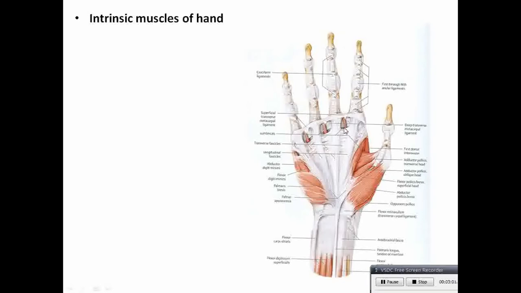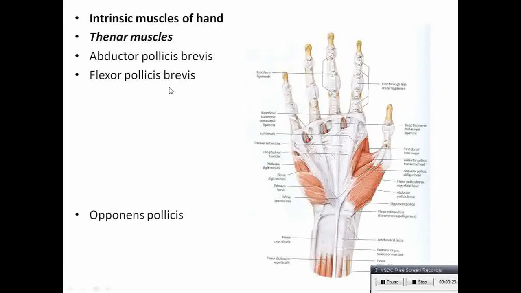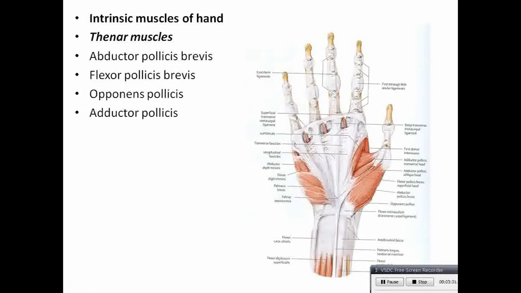Intrinsic muscles of the hand. There are some muscles which are located in the hand. They have origin and insertion within the hand itself, so they are the intrinsic muscles. Thenar muscles. This is the thenar region. Abductor pollicis brevis, flexor pollicis brevis, opponens pollicis, adductor pollicis. These are the thenar group muscles which are seen on the lateral side, this area.